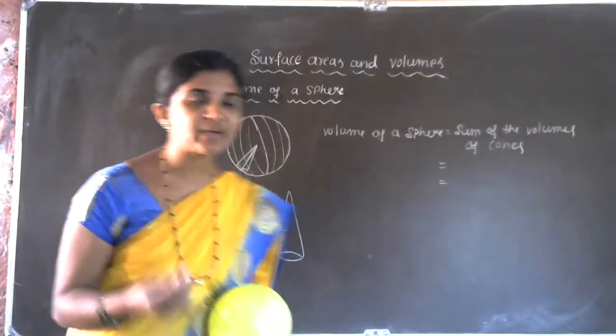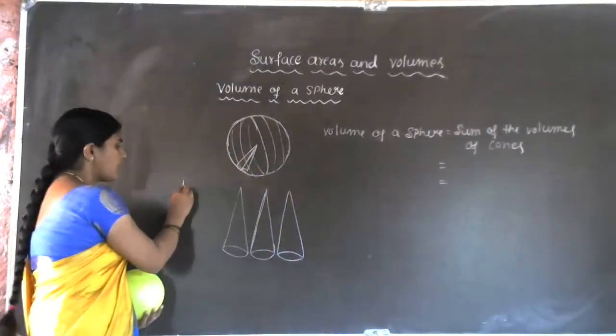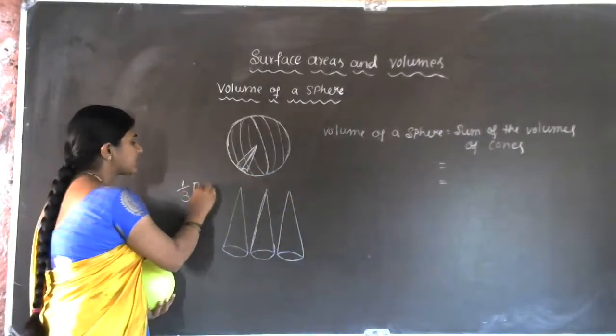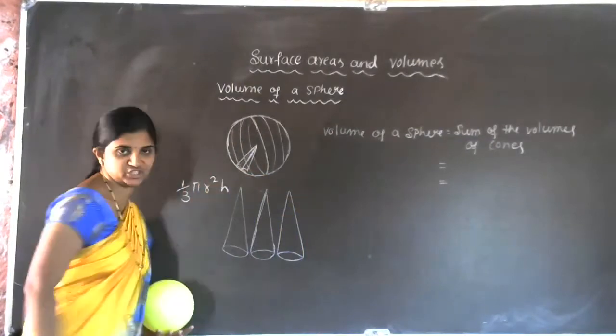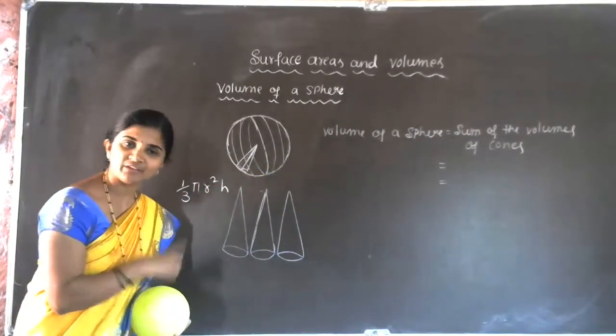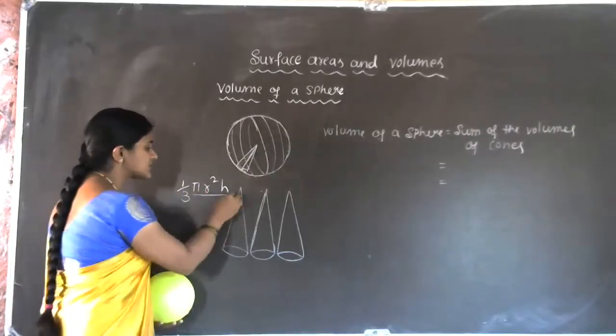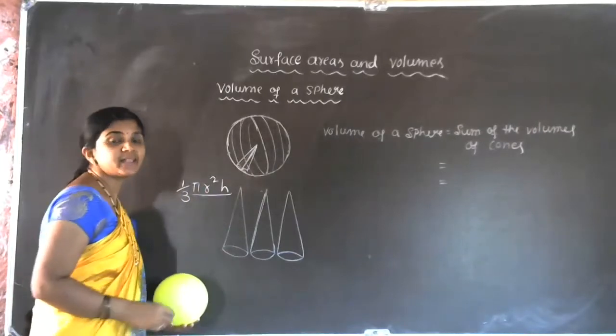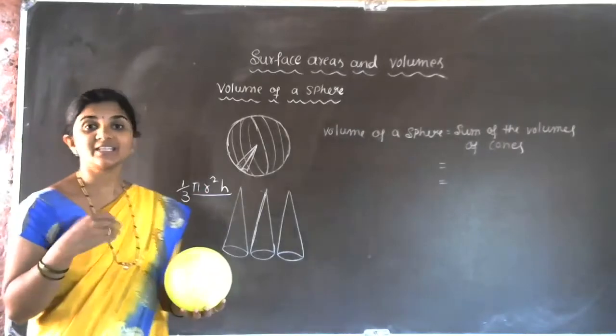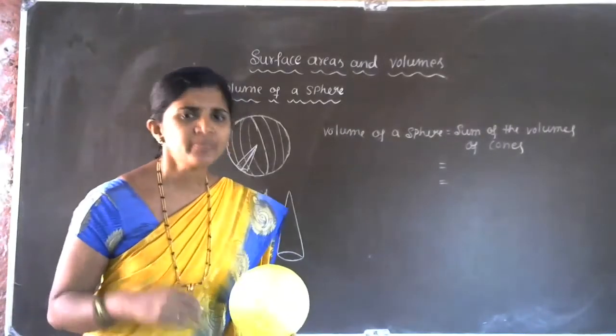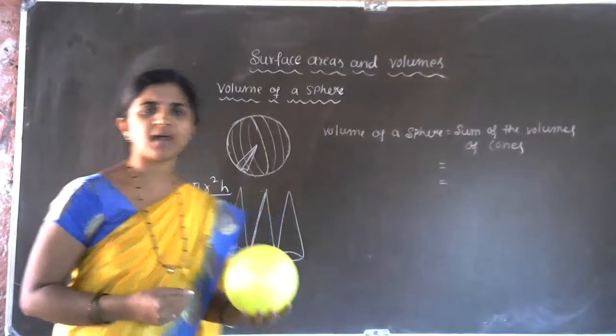In the last video we saw that the volume of a cone is 1 by 3 pi r square h. How we got 1 by 3 pi r square h, you all know. Actually pi r square h is the volume of a cylinder. In that volume of a cylinder, it is base area into height, no? So here it is 1 by 3 pi r square h.